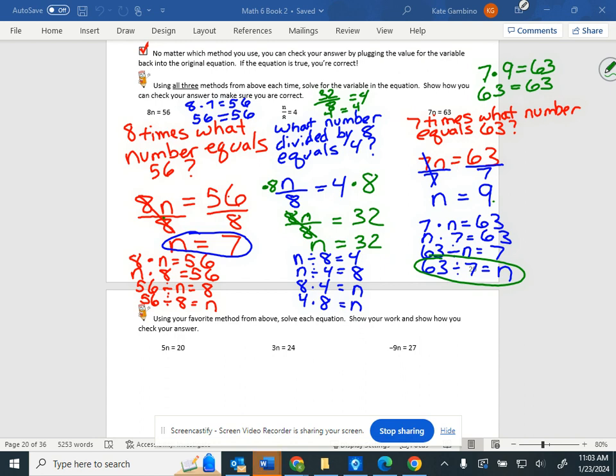Any more questions on why we're doing certain things, how we do it? It is important to remember that what you do to one side of the equation, you have to do to the other because we want to balance out both our sides. So in order to stay balanced, you have to do it to both sides. If we were to just move a number over to the other side, it's not going to be balanced and it won't equal itself. So we have to make sure we keep balancing out both sides.